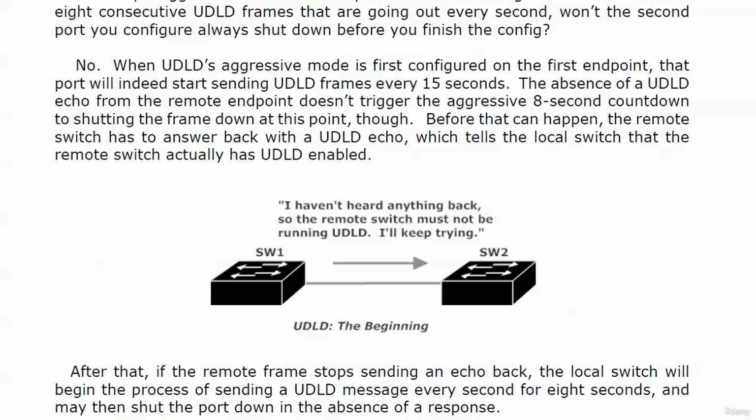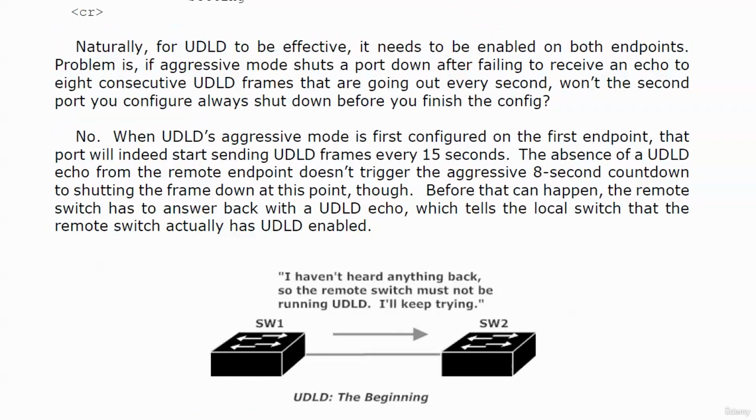That's the biggest question I've ever gotten about this. It's like, well, if it's going to go into aggressive mode really fast and I've got 8 seconds, how in the world am I going to finish my config in time? And that's why, because the switch you just configured it on is assuming that other switches are not running UDLD, and it will not change that assumption until it actually hears back from one of those switches.